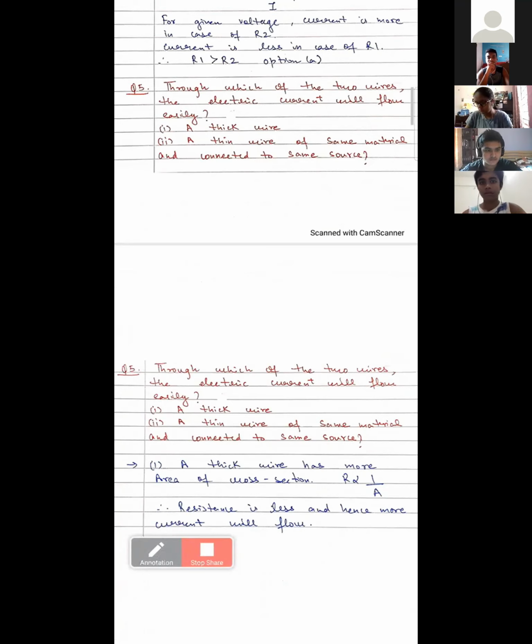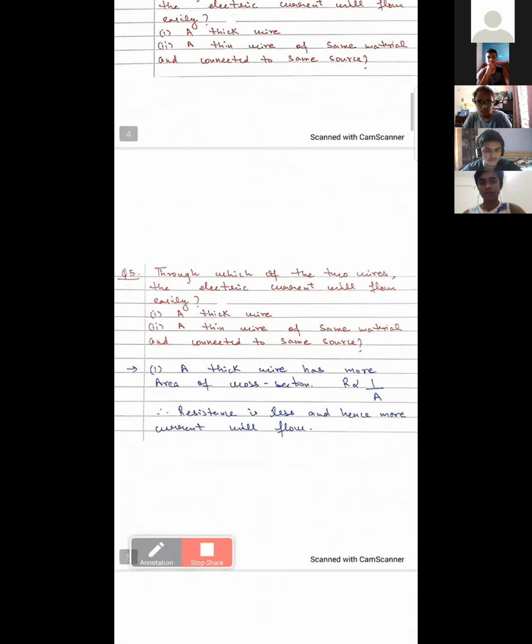Thick wire. Why? Because the area of cross section is larger. Resistance is inversely proportional to area of cross section. So the thick wire has more area of cross section, which means resistance will be less in the thick wire. Less resistance, more current, so more current flows through thick wires. In heavy appliances, we use thick wires instead of thin wires because we want more current to pass through.